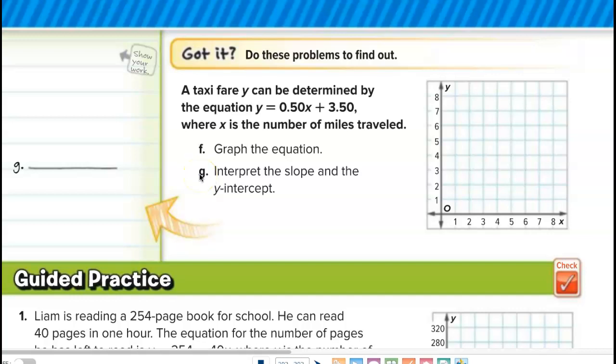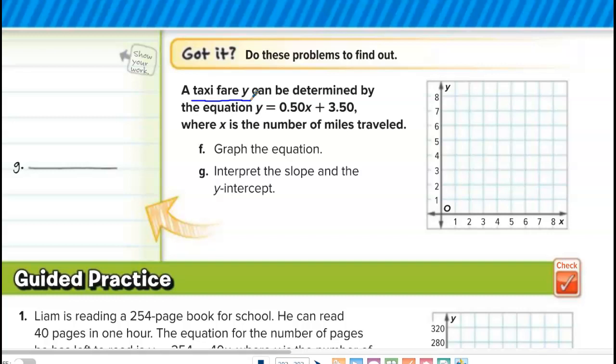Okay, so in part F, we're talking about a taxi fare. Y can be determined by the equation y equals 50 hundredths x plus 3 and 50 hundredths, where x is the number of miles traveled. So the first thing I would suggest doing is labeling your y and your x's. What does my y represent? Taxi fare, which is what? Your money, right? Your cost of your taxi.